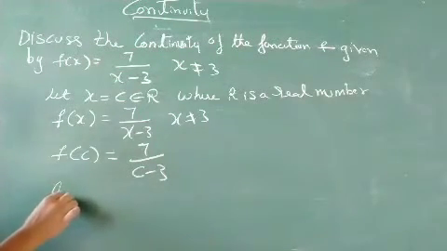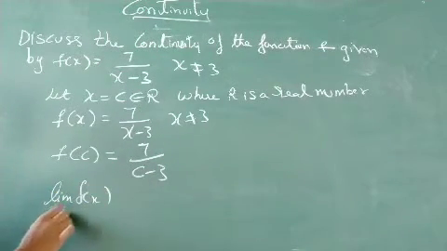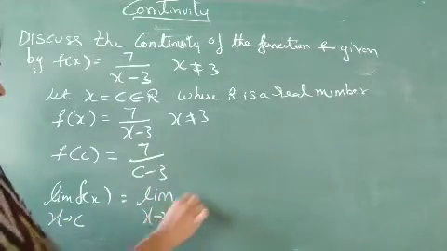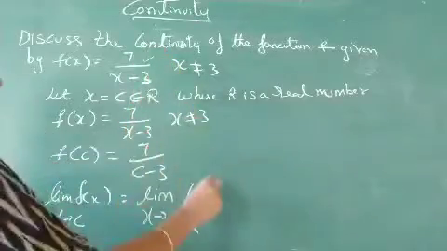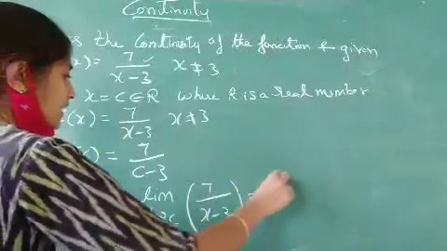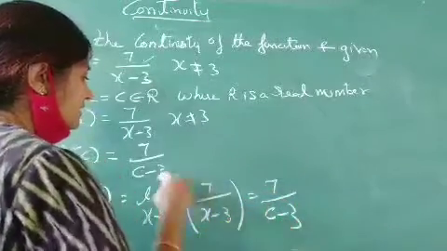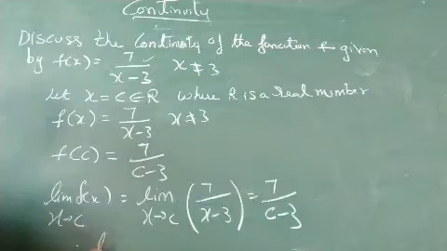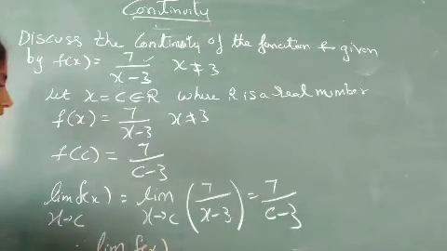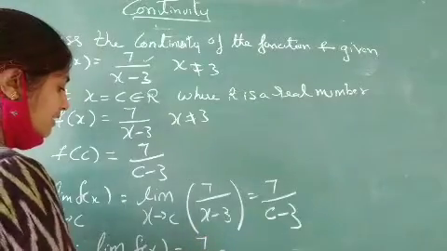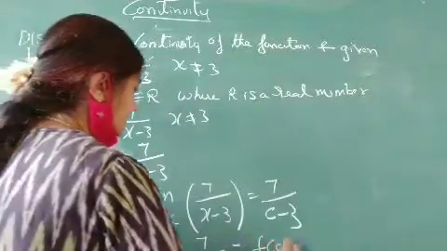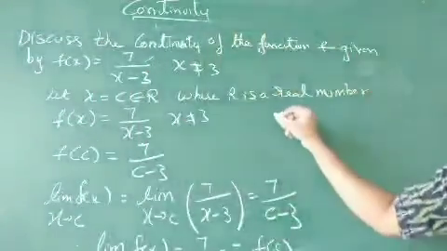Now take the limit. Limit of f of x as x tends to c is equal to limit as x tends to c. What is f of x? F of x is nothing but 7 divided by x minus 3. Wherever x is there, we replace by c. 7 divided by c minus 3, both the answers are same. Therefore, limit as x tends to c of f of x is equal to 7 divided by c minus 3, which is f of c.